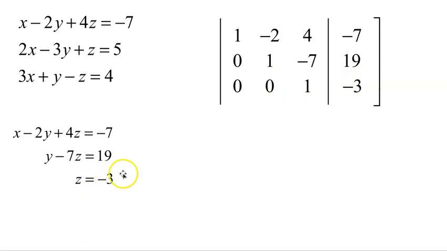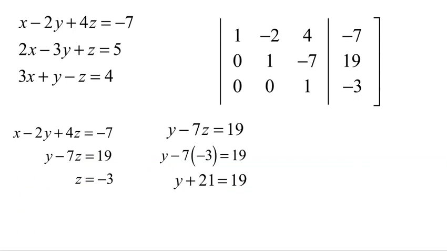That's great. Now the one above it, y minus 7z is 19. Plug z is negative 3 into the one above it. So y minus 7z is 19. Plug the negative 3 in. So I will get y minus 7 times negative 3, or y plus 21 is 19. So subtracting 21, we get y is negative 2.